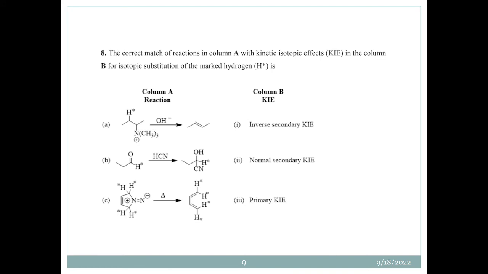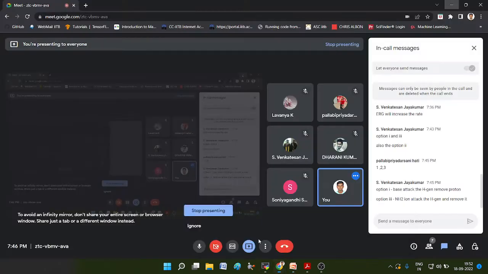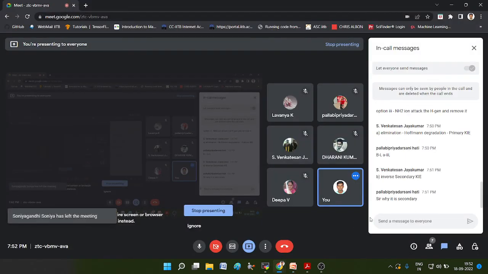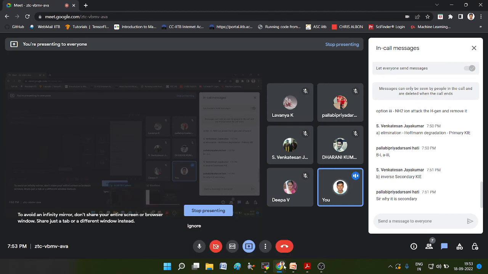So let me see the answer if some of you have done it. Sir, why is it secondary? Secondary, Pallavi, because there is no carbon hydrogen bond breaking there. For example, can you draw the mechanism actually? Let me show you.